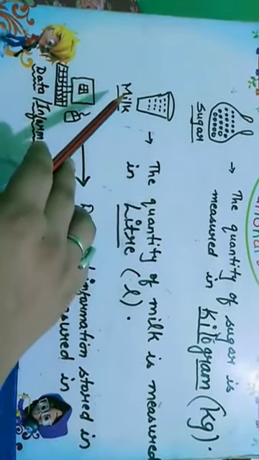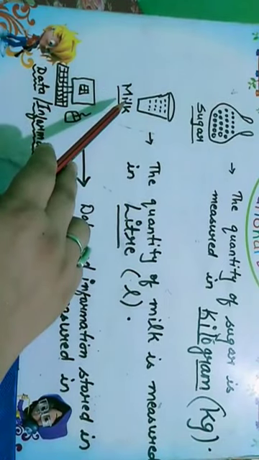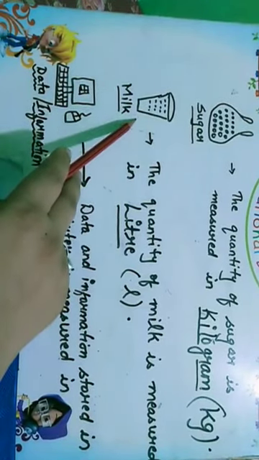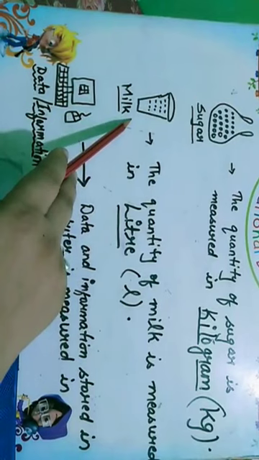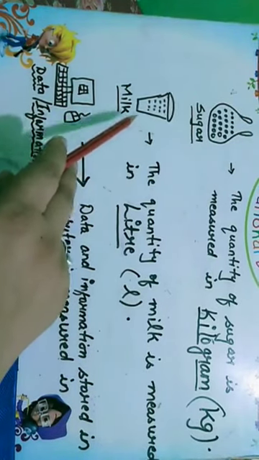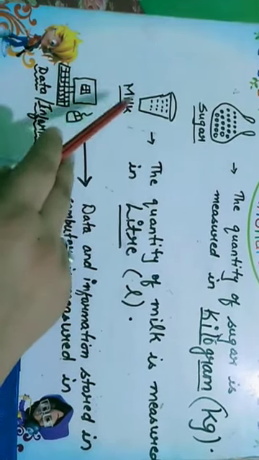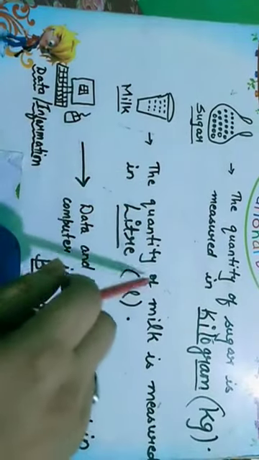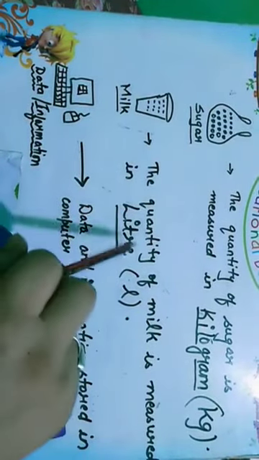Let's take one more example. When a milkman comes to your home to give you milk, what would you do? You have to tell him the quantity, that how much milk you required. What are you going to say? You would say 2 liters please. Why? Because the quantity of milk is measured in liter.